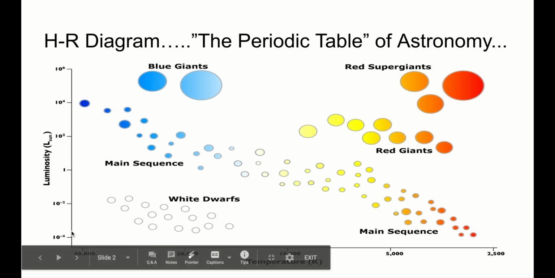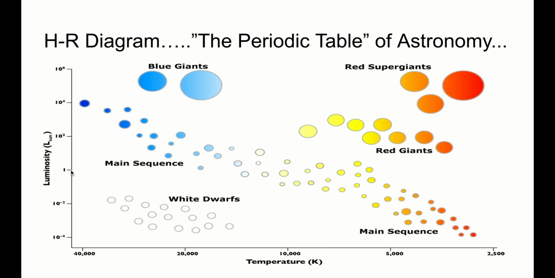And what it does is it plots on the y-axis here luminosity or brightness. Now our sun is denoted as a 1. So our sun is the starting point. So as we move up, you can see it's a logarithmic scale. So we're moving up, 10 to the second, 10 to the fourth, 10 to the sixth, in luminosity or brightness.